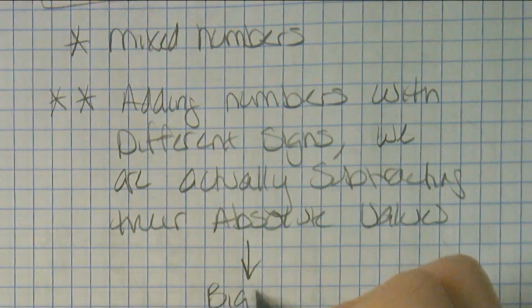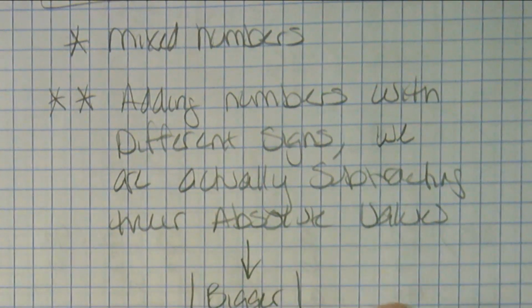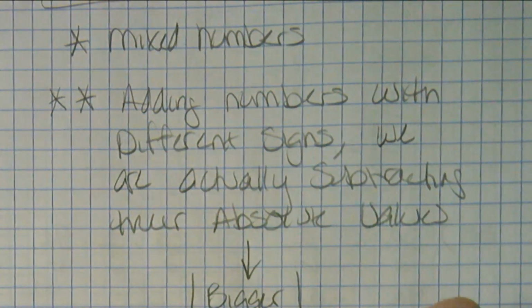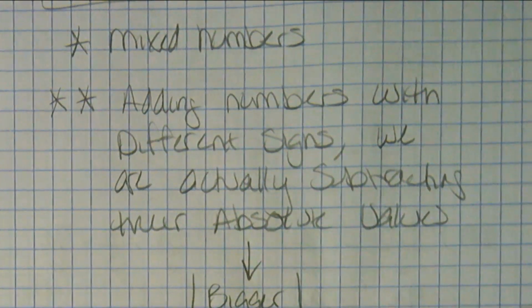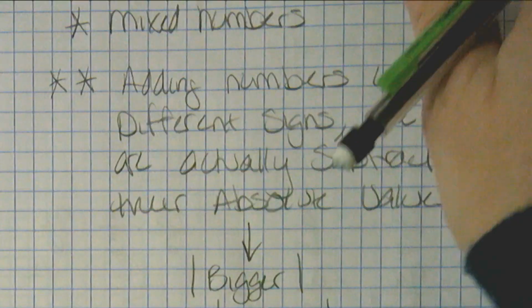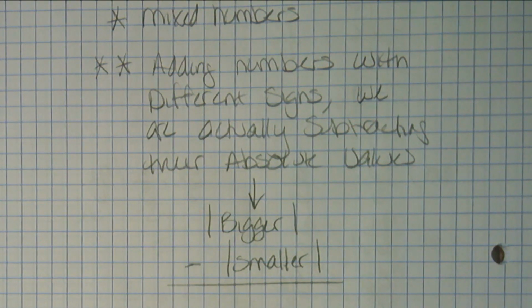And it's the bigger absolute value minus the smaller absolute value. It's not the bigger number minus the smaller number. It's the bigger absolute value minus the smaller absolute value. I know you guys mastered that with integers. You just have to remember with fractions it's the same thing.